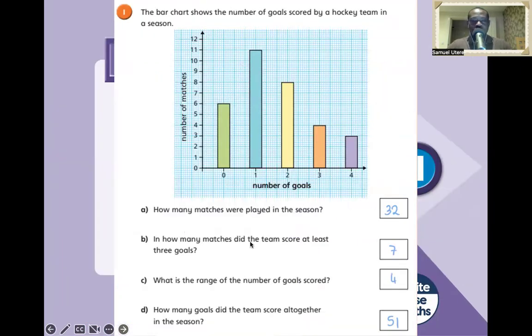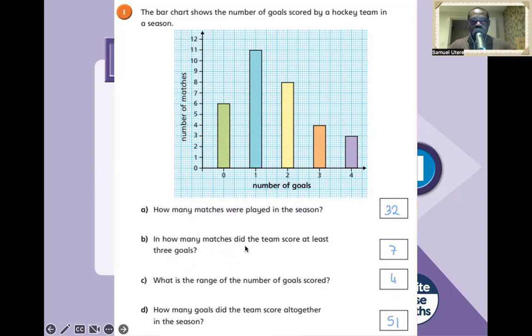So here you ask some questions, and then you're required to use the bar charts to answer the question. So how many matches were played in the season? So you can see this one is telling you the number of matches. Again, you just have to add these bars. You should be able to read bars by now.